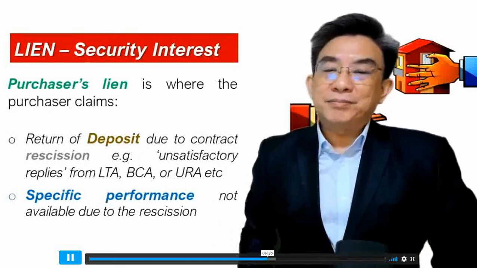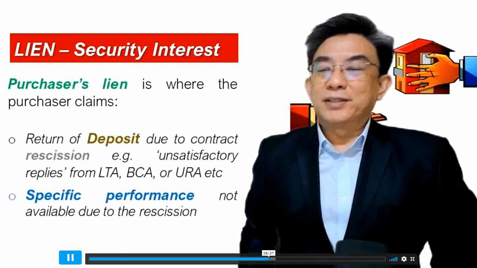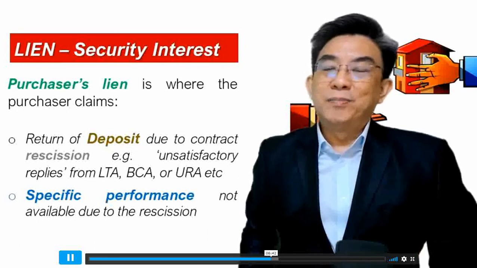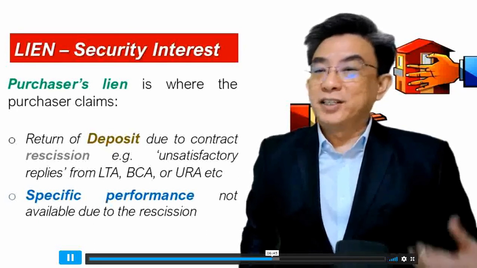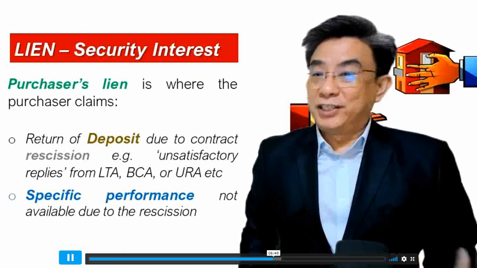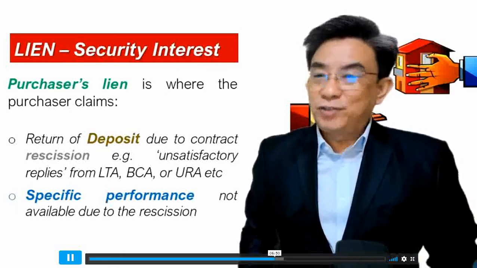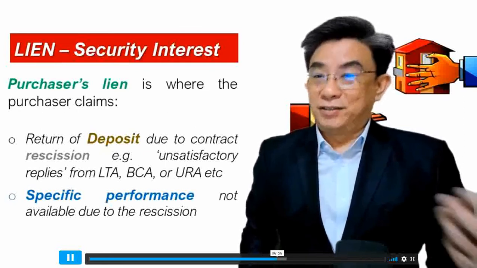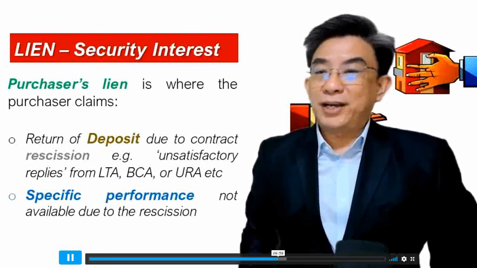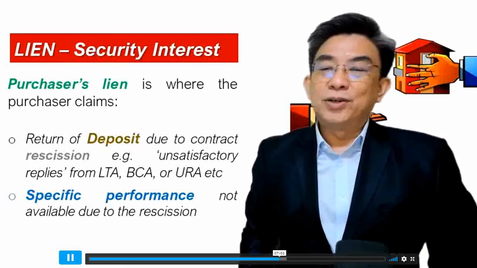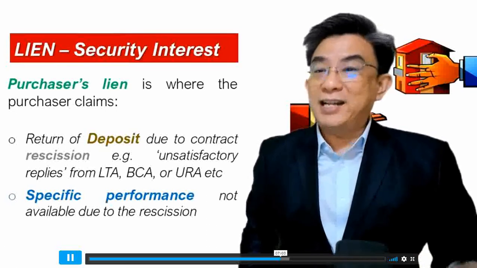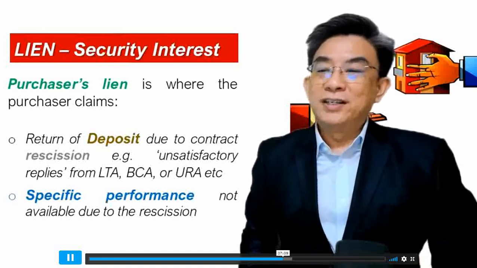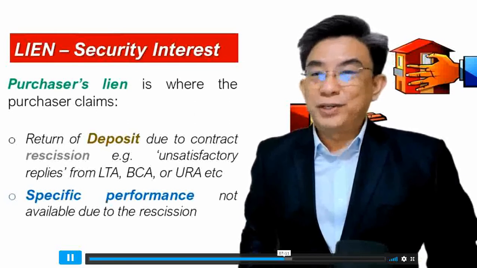Sometimes the contract cannot be performed because of the unsatisfactory reply, or because they fail to get certain approval, maybe by JTC, maybe by BCA, any of those government departments saying that, sorry, assignment is not approved. As a result, the contract is rescinded. Sometimes this kind of land assignment, industrial land assignment, involves millions of dollars of deposit. So they end up suing each other.